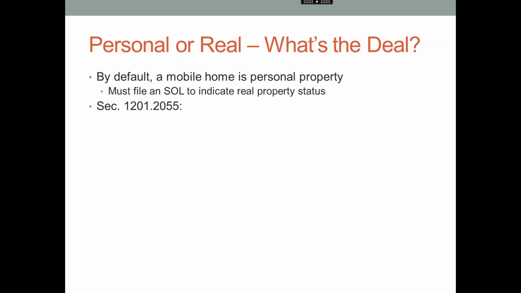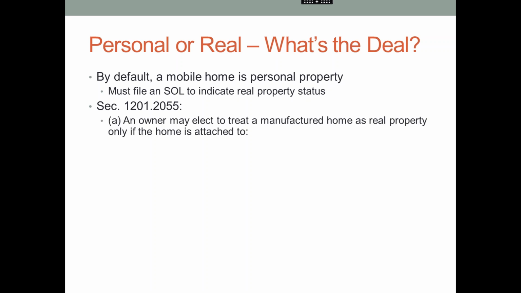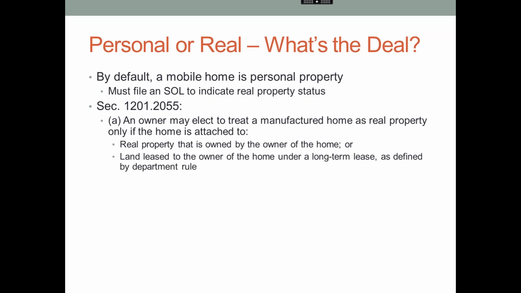Now, lucky for us, Texas code kind of states exactly what we need to do if we want to elect to treat the manufactured home as real property. And it's again in section 1201.2055. This section here is really what governs a lot of manufactured home issues in Texas. So if you ever had a question about manufactured homes in regards to real property, this would be the section you'd want to reference. But again, an owner may elect to treat a manufactured home as real property if the home is attached to one of two things. One, real property that is owned by the owner of the home, or the land is leased under a long-term lease.